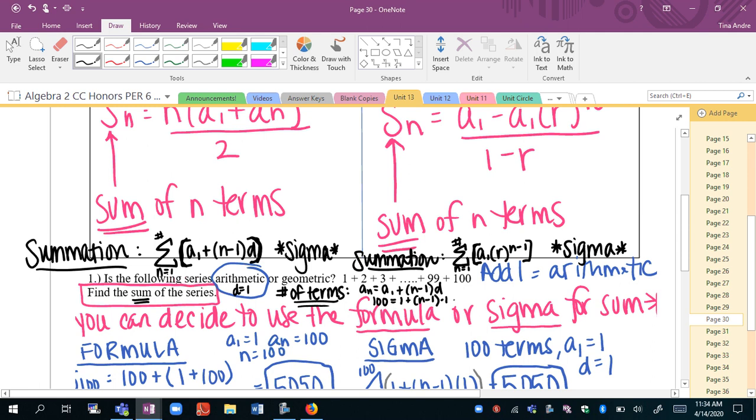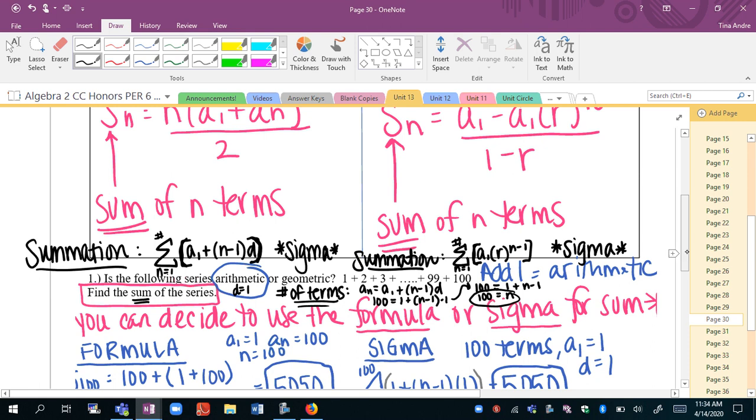So now if we just solve this formula, I have 100 equals 1 plus n minus 1. I can just drop those parentheses. I get 100 equals n. So what that means is the 100th term is actually 100. That means there are 100 terms in this series. So the number of terms is 100.